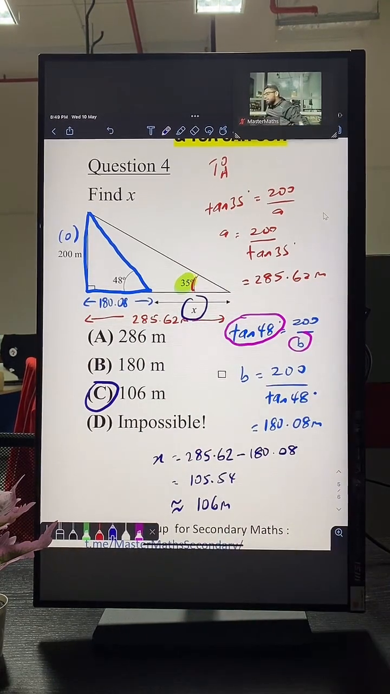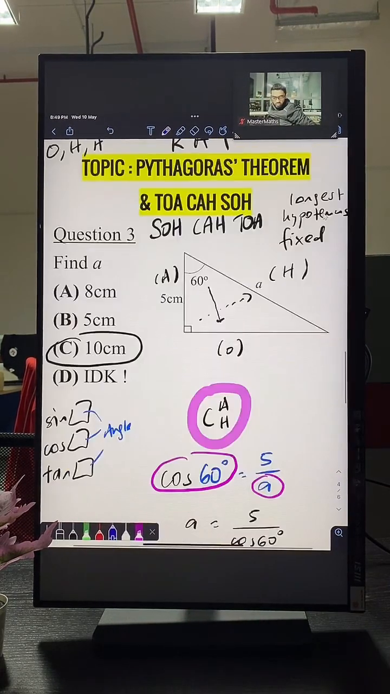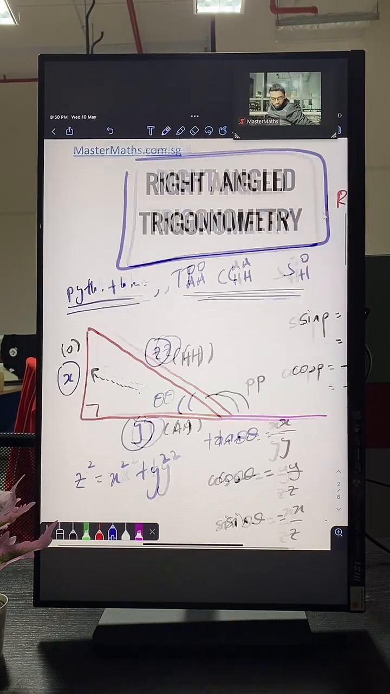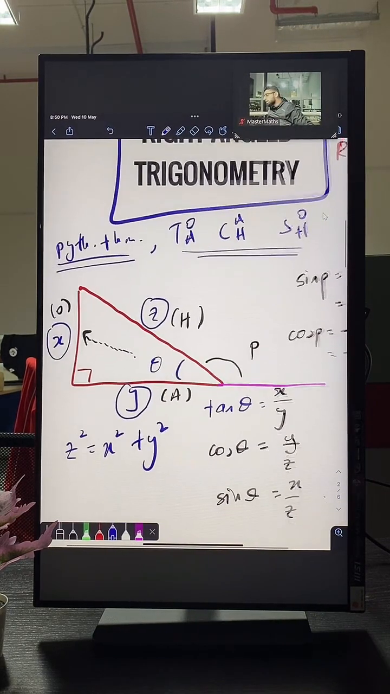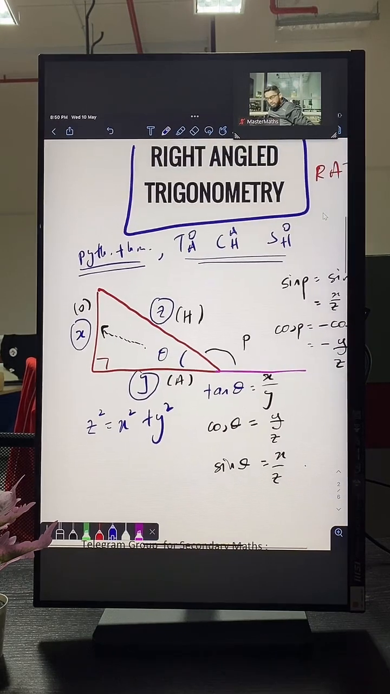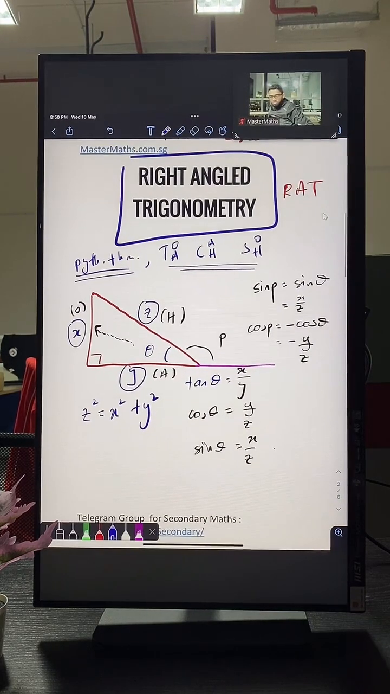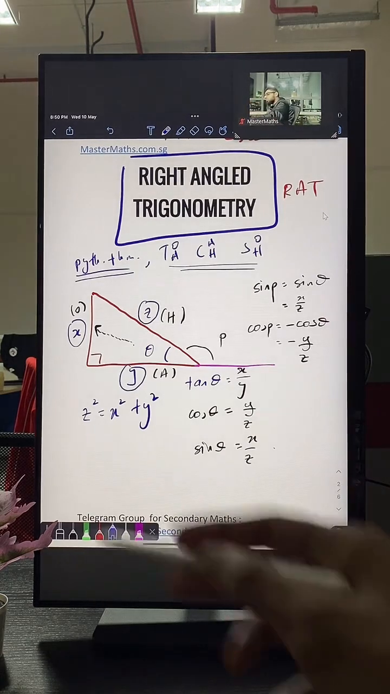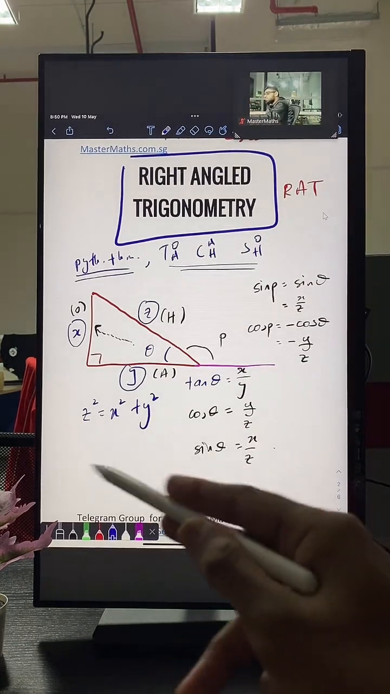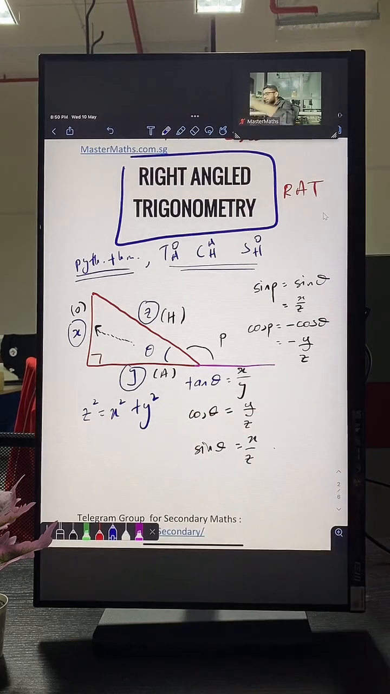Today, we did Pythagoras Theorem. We did TOA CAH SOH as well. Those who missed out, I went through some revision on TOA CAH SOH earlier on. So if you want, you can just do a quick snapshot of this. These are all the formulas you need to know. Pythagoras Theorem is here.